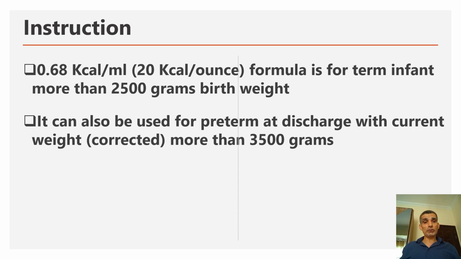Other instruction, if you are using the 20 kilocalorie formula, this is for term babies, but also can be used for babies with more than 2,500 grams of birth weight. Also can be used for premature babies when they achieve more than 3,500 grams, whether inside the hospital or outside the hospital.